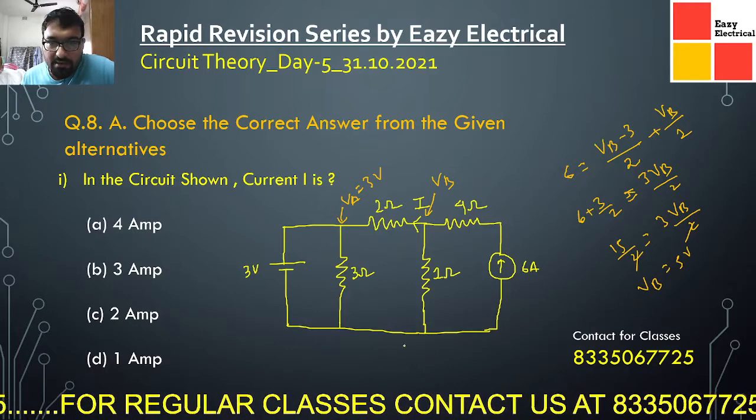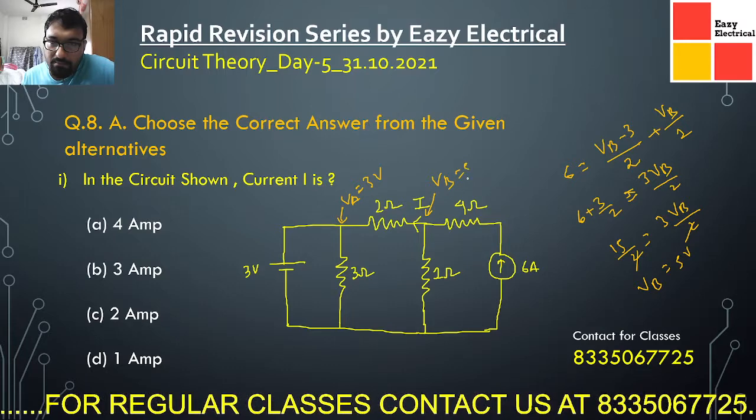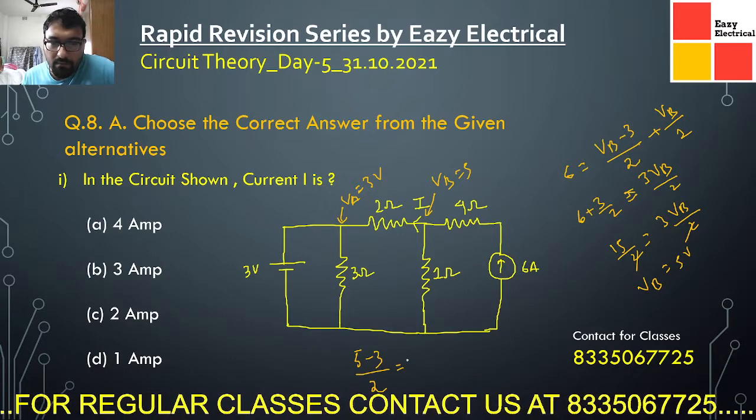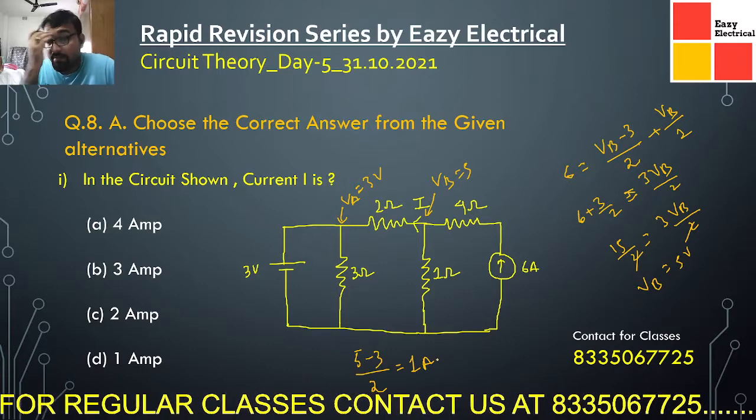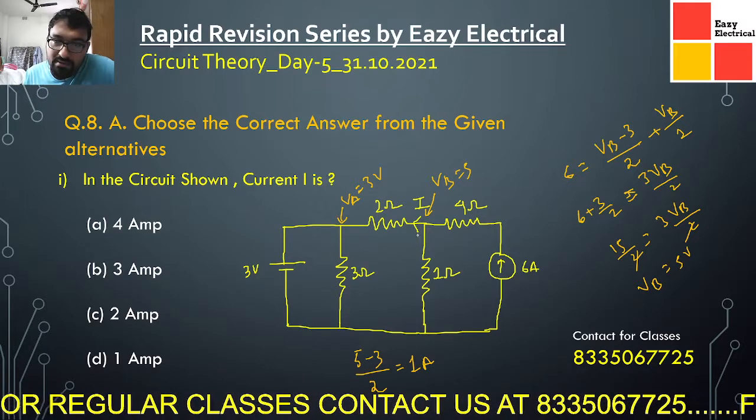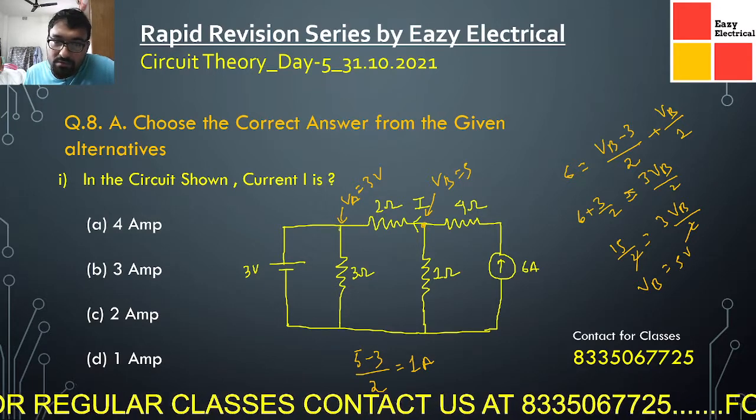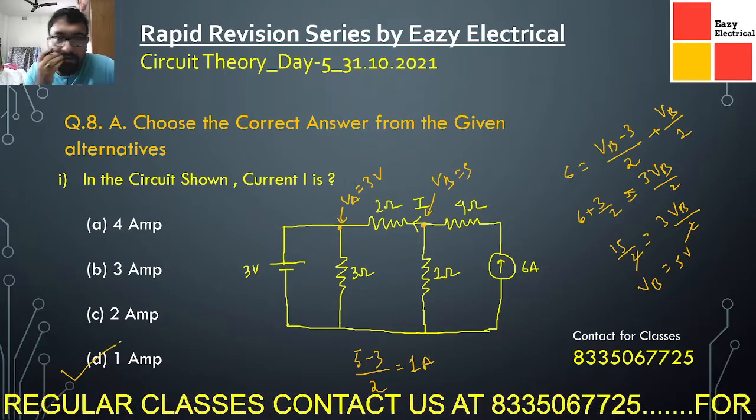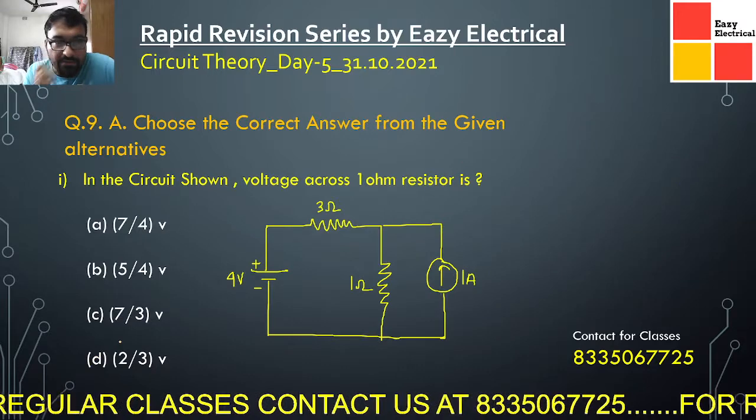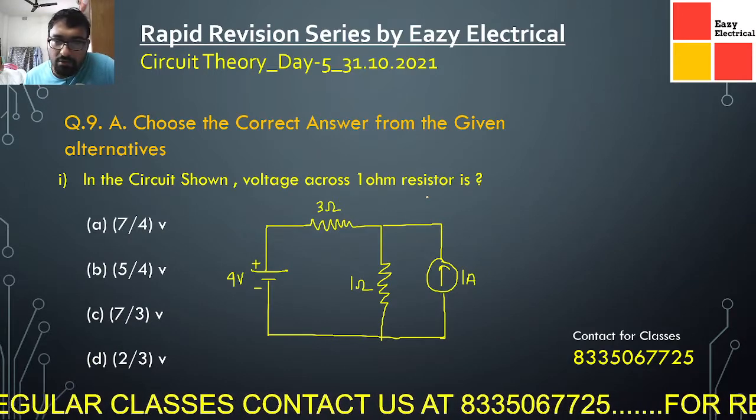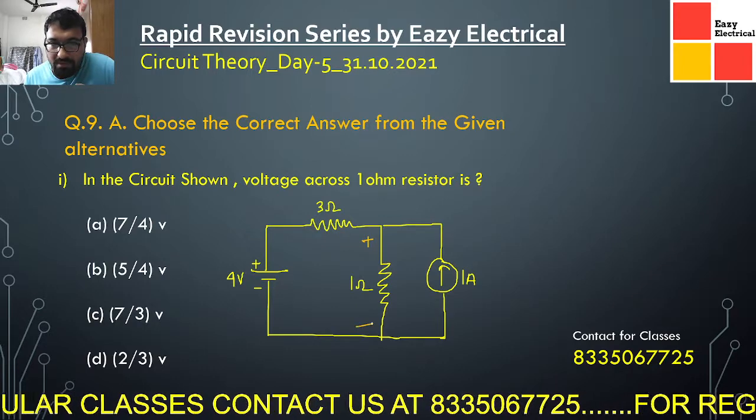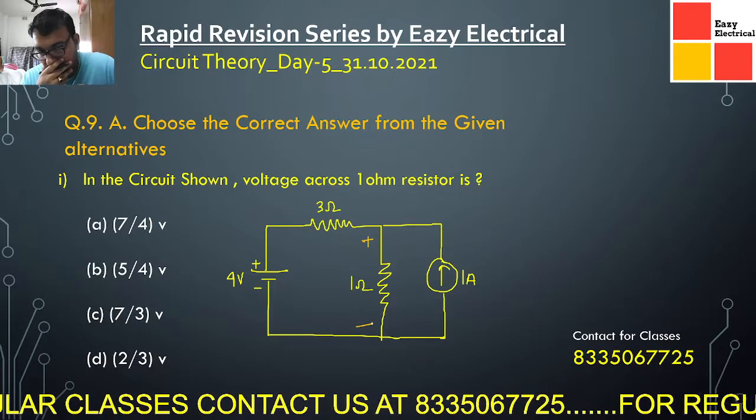So whatever the current in this direction is, there is 5 volts given. So (5 minus 3) divided by 2, that means 1 ampere, right. 5 volts is at this point, 3 volts at this point. So (5 minus 3) divided by 2, 1 ampere will be the correct option. Now coming to the next question. In the circuit shown, the voltage across the 1 ohm resistor, you just need to calculate.